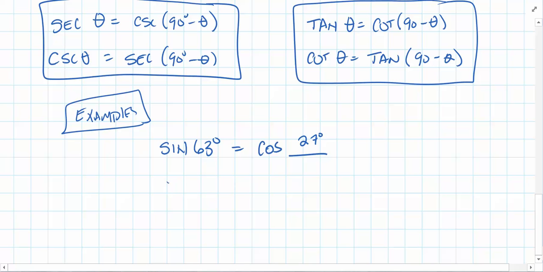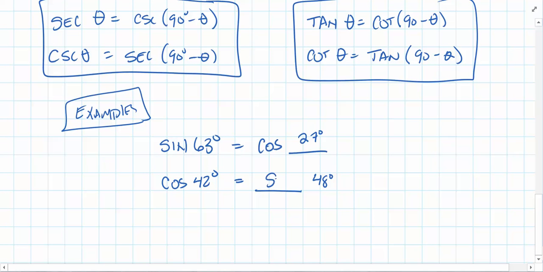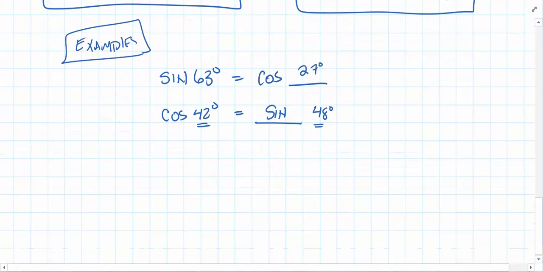Good. How about this one? The cosine of 42 degrees has to be the same thing as the what of 48 degrees? The cosine. Very good, right? Oh, wait, yep. Sine. Ha. Got me on that one. Sine, right? Because 42 and 48, those are complementary angles, and sine and cosine are cofunctions. So therefore, those two angles have to be the same.